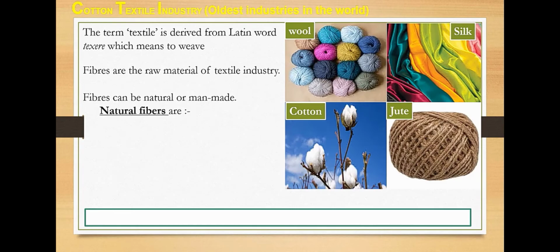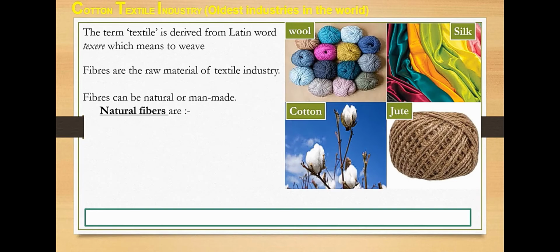Here we are going to see the next industry, that is the cotton and textile industry. It is the oldest industry in the world. Textile is a Latin word derived from texture. We use fiber as the raw material. There are two kinds of fibers: one is natural fiber, another is man-made fiber.